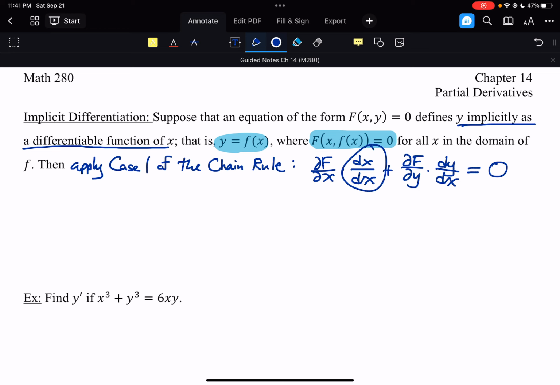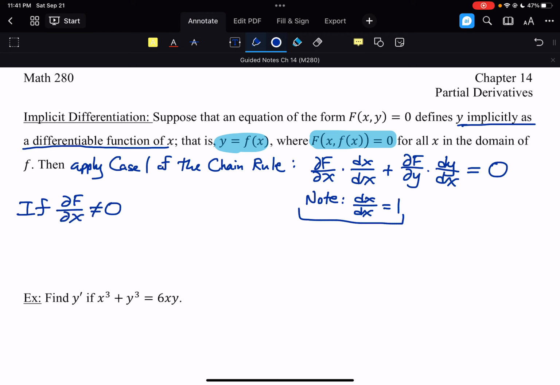Now, derivative of x with respect to x is just 1. So note dx is 1. So what this means is this one essentially won't show up. All we have isolated right here is the partial f with respect to x. So if that partial derivative, partial f with respect to x, is not equal to 0, oh, excuse me, sorry, not this one, with respect to y. If this partial is not equal to 0, we're going to be able to divide by it.